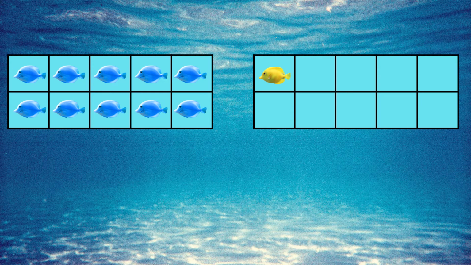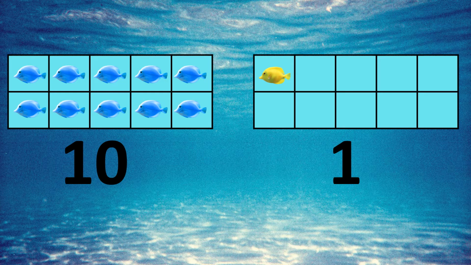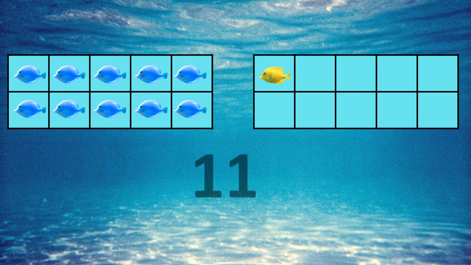We can use 2 10 frames to show numbers that are more than 10. Notice the 10 frame with the blue fish. It's full, so we know there are 10 blue fish. And the other 10 frame only has 1 yellow fish. So altogether we have 10 blue fish and 1 yellow fish. And when we put those together, we have 11. So this model using 2 10 frames shows a value more than 10.